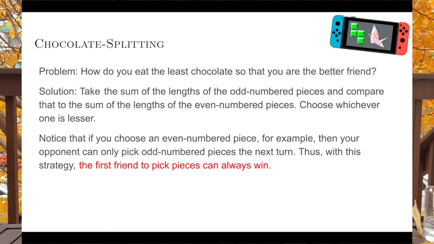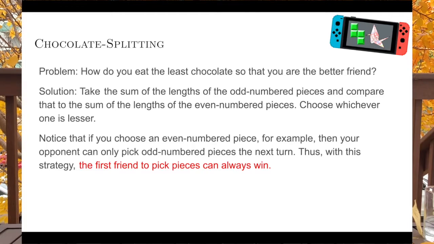So notice, if we pick the chunk in the first position on our first turn, then in the next turn, the opponent can only pick even positions. Vice versa, if we pick the last chunk, then our opponent only has the option to pick odd numbered chunks in their turn. So in that way, the first player controls which chunks, either even or odd, the other player will get. And so the first player can always pick chocolate such that they win.